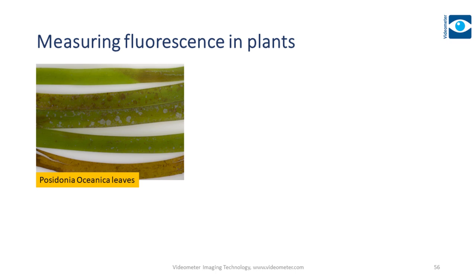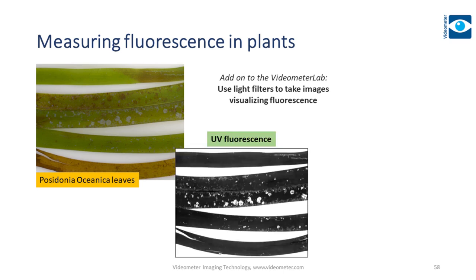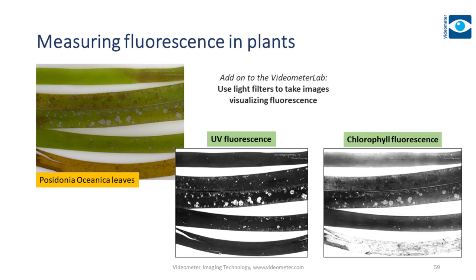The last example will show how the Videometer Lab can detect fluorescence in plants. Here we have an image of some seaweed in various conditions. The fluorescence in these images has been detected using a light filter called a filter changer, which is an add-on to the device. The first image example shows UV fluorescence in the seaweed, and the second image chlorophyll fluorescence.